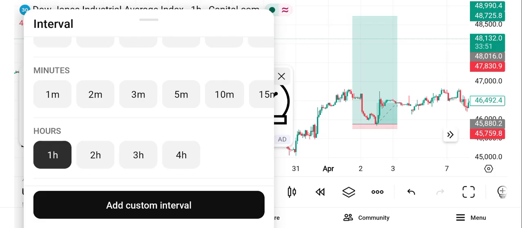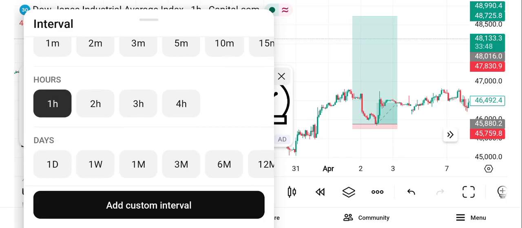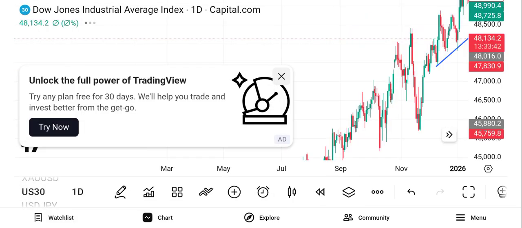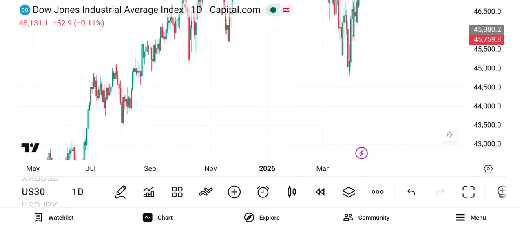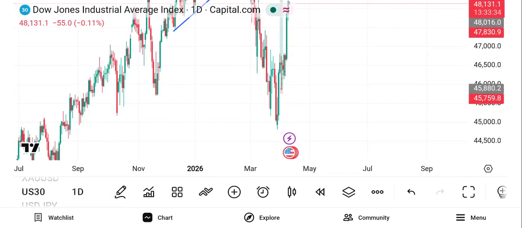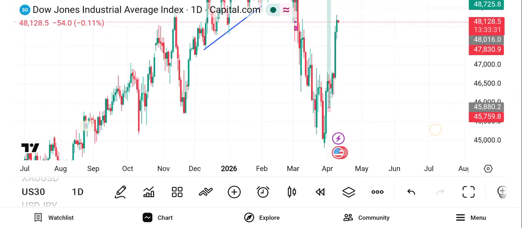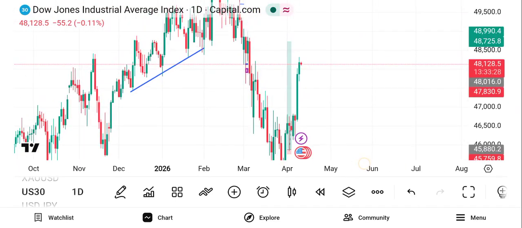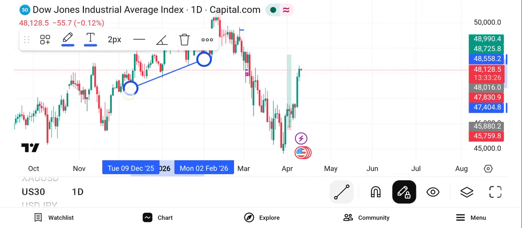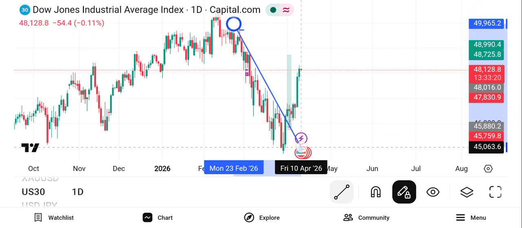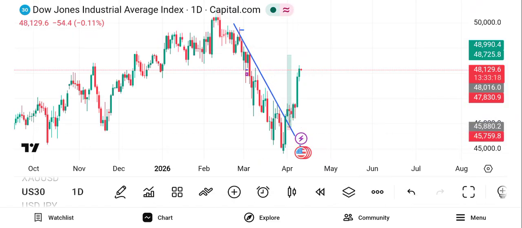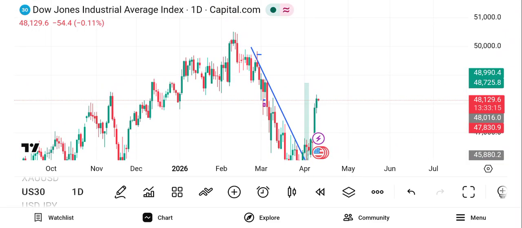So before I do anything, I have to switch to my daily time frame or my 4 hour time frame to know the direction of the market. On a daily time frame, you can see this is it. Market was originally in a downtrend. It's very clear, it's obvious that market was in a downtrend.